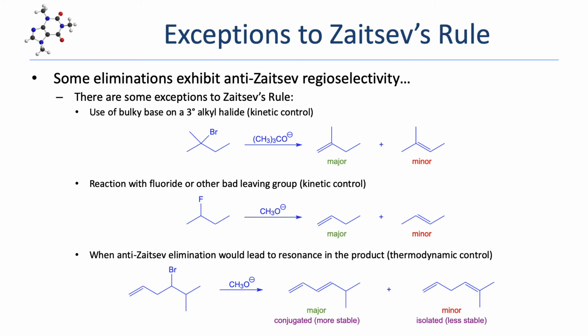But in this case, the Zaitsev product is an isolated diene, and the anti-Zaitsev product is a conjugated diene. And all other things being equal, a conjugated diene will be more stable than an isolated diene, because the conjugated diene has resonance stabilization. So in this case, the reaction is still under thermodynamic control, because the more stable product is still preferred. It's just that the more stable product is not the more substituted alkene.